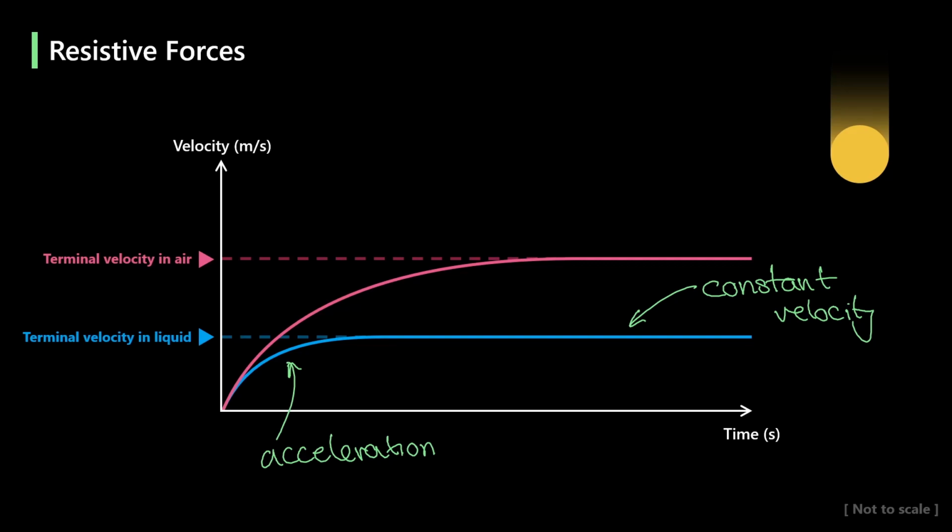The terminal velocity in air is much higher because the resistive force, in that case air resistance, is initially much smaller than the drag in the water. It takes a lot longer and the ball needs to fall further before the air resistance can equal its weight so that the ball can reach terminal velocity.